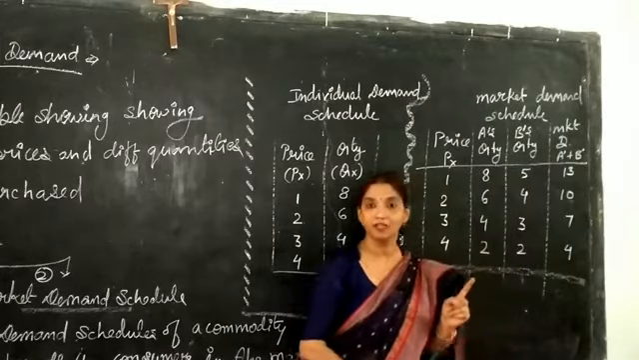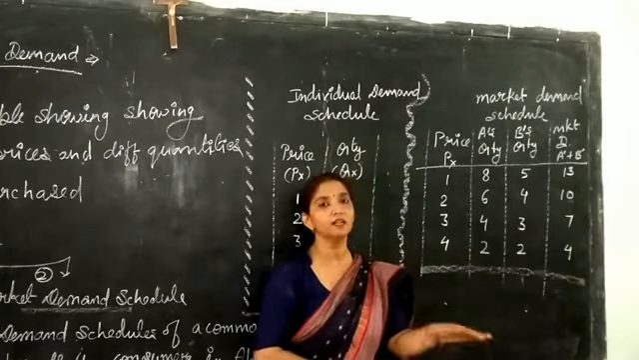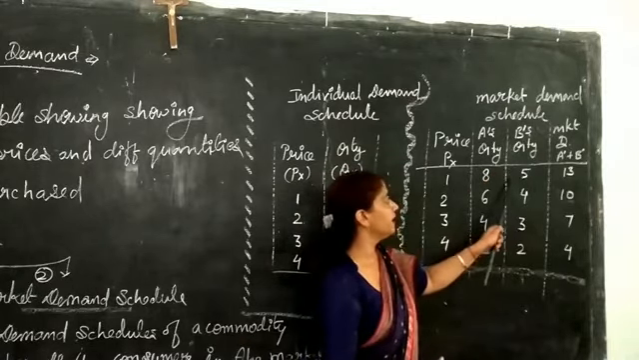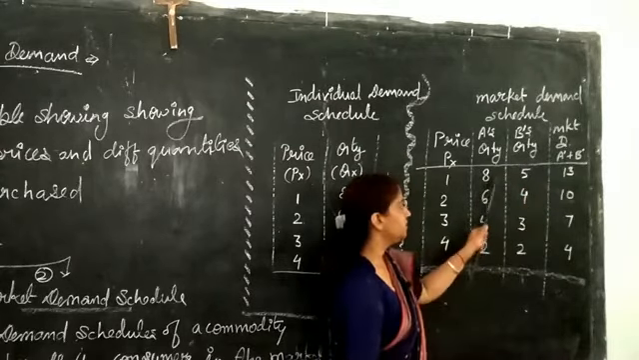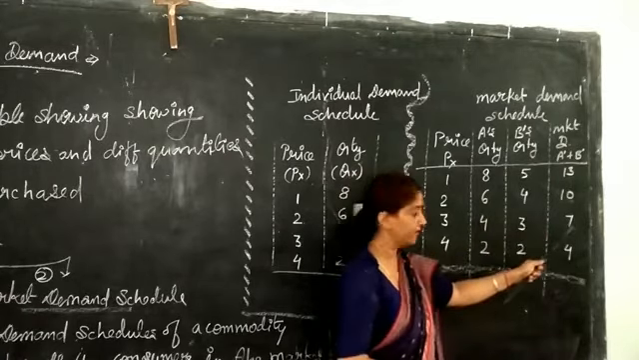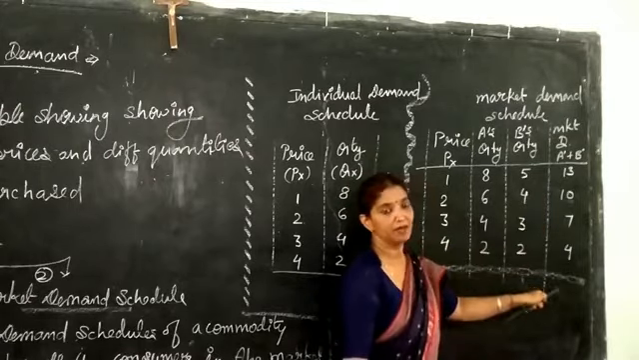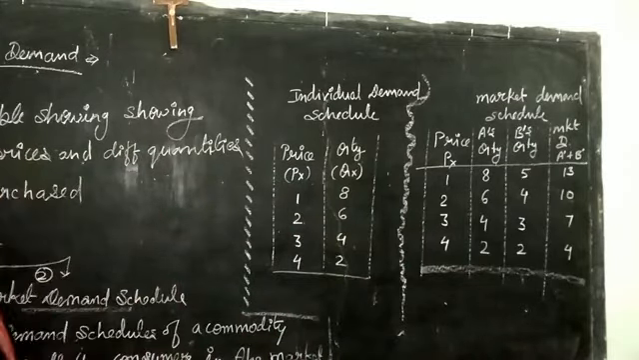What is called market demand? Market demand is the addition of the demand of all the consumers in the market. If we add A's demand and B's demand, we get market demand: 8 plus 5 is 13, 6 plus 4 is 10, 4 plus 3 is 7, 2 plus 2 is 4. So this is the market demand, and market demand is the addition of the individual demand schedules of all the consumers.